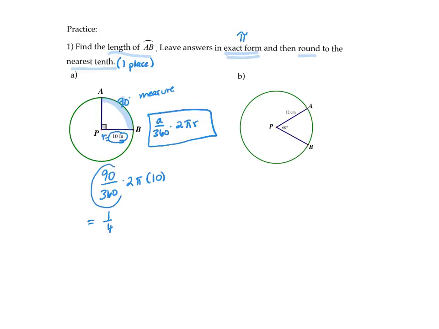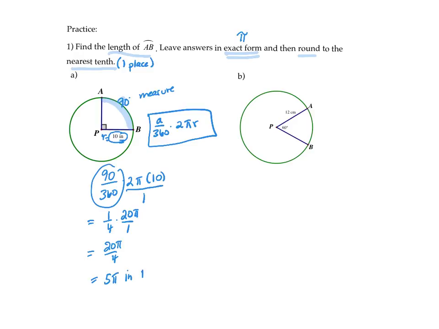90 over 360 reduced to 1/4. 2 times pi times 10 is going to give us 20 pi, and let's put it over 1. As a fraction, this would become 20 pi over 4, and then you want to reduce that, and we end up with 5 pi inches.